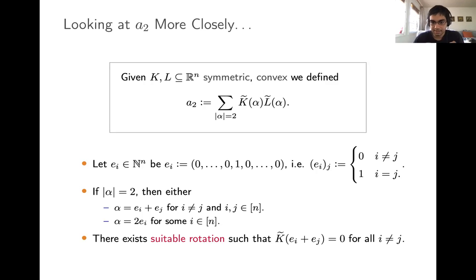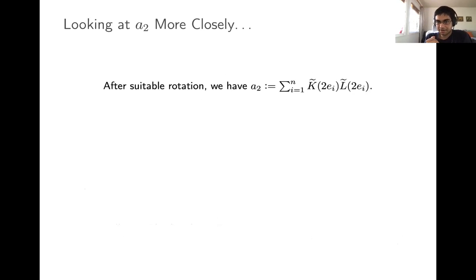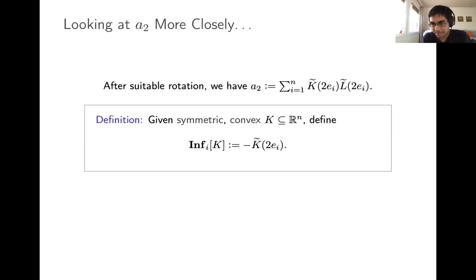In other words, these K tilde alphas are going to be 0 whenever alpha is a degree 2 Hermite coefficient of the form e_i plus e_j, or in other words, alpha has two non-zero entries which are both 1s. And now that you've performed this rotation, you can actually write A2 as the sum of the products of these degree 2 Hermite coefficients, where the coefficients are of the form 2e_i for some i ranging between 1 and n.